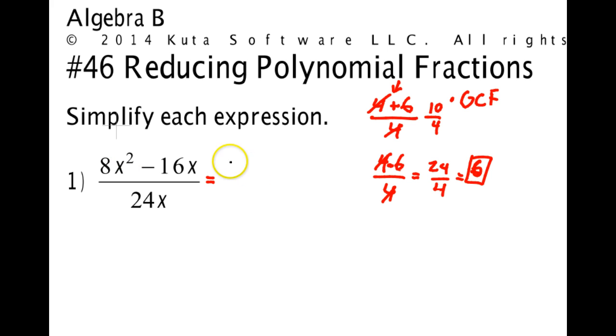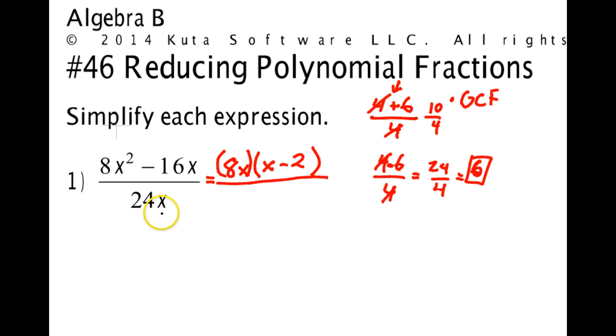So here we can take out an 8. There's an 8 in both of these. There's an x in both of these. And by doing that, this means 8x times whatever else. And that means we're able to cancel out the 8 and cancel out the x. So what's left over is x minus 2.